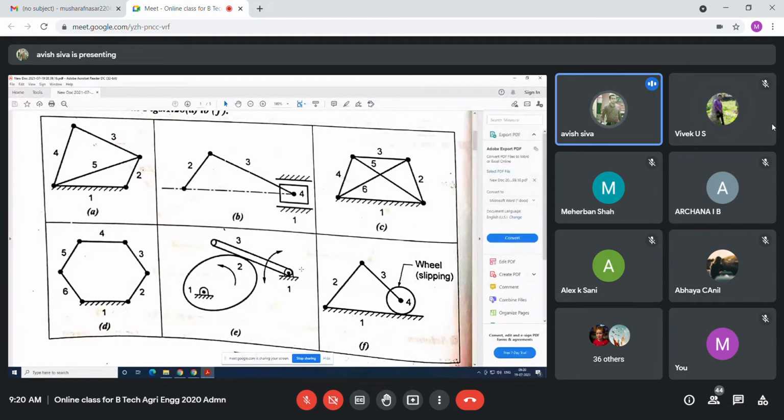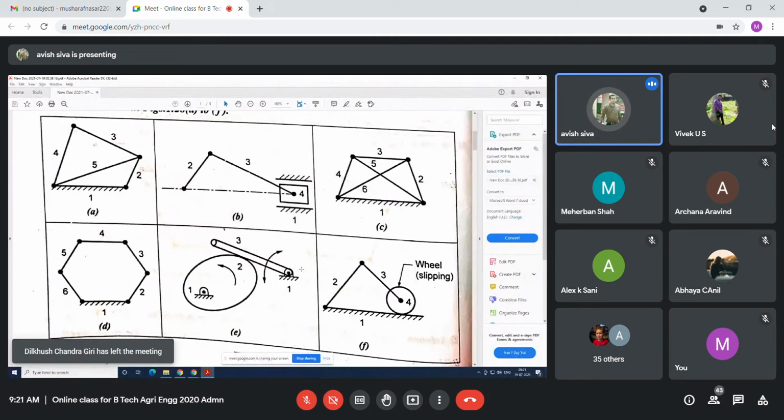See, 3 into (4 minus 1), where 4 is the number of links, and minus 2 into 4, where 4 means number of joints. So now you look at figure C. Anyone who can say directly, looking at the figure and substituting the values, what will be the number of degrees of freedom? All of you calculate. Minus 1. Yes, the answer is minus 1.